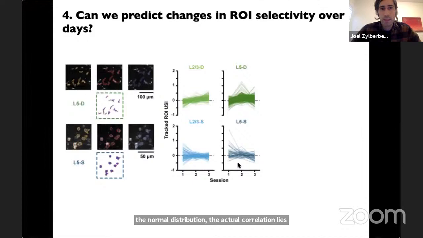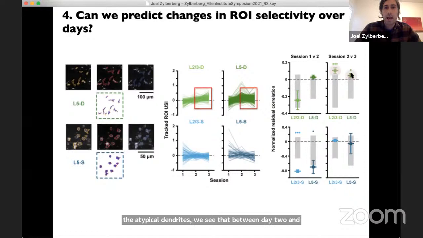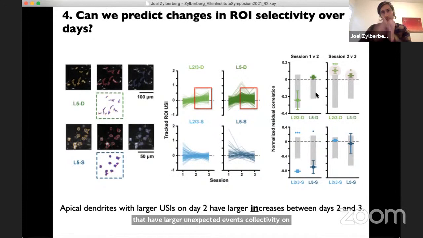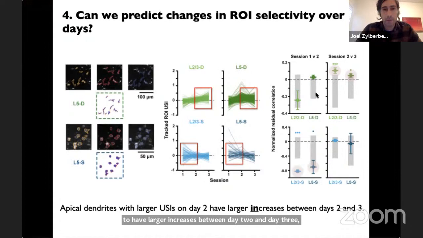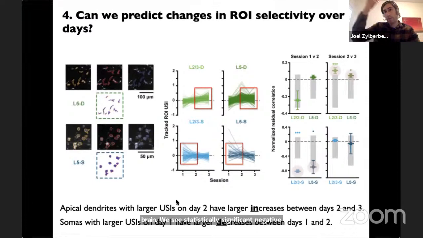So this is what we see over the 4 imaging planes. For the apical dendrites, we see that between day 2 and day 3, there's a statistically significant positive excess correlation. That tells us that the top-down signals, the apical dendrites that have larger unexpected event selectivity on day 2, have larger increases between day 2 and day 3. Similarly, exactly the opposite down at the cell bodies, the bottom-up signals in the brain: we see statistically significant negative correlations, telling us that the ROIs that have a bigger USI on day 1 have a bigger decrease in the USI between day 1 and day 2.